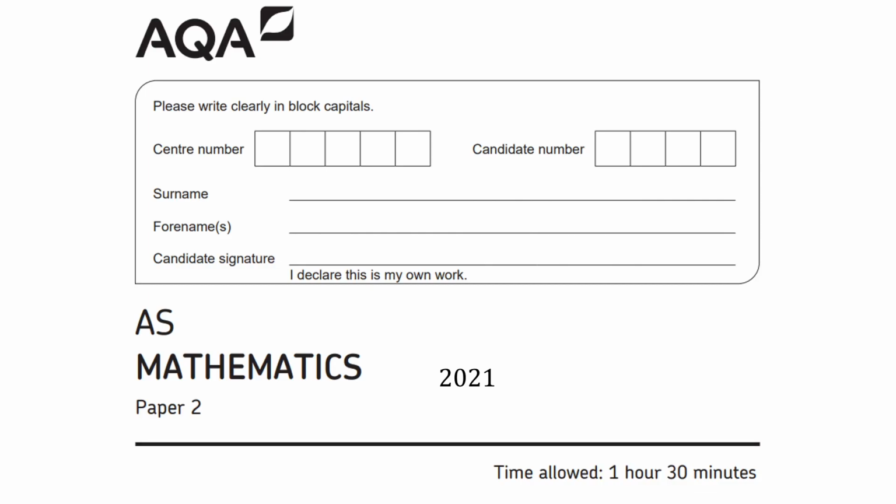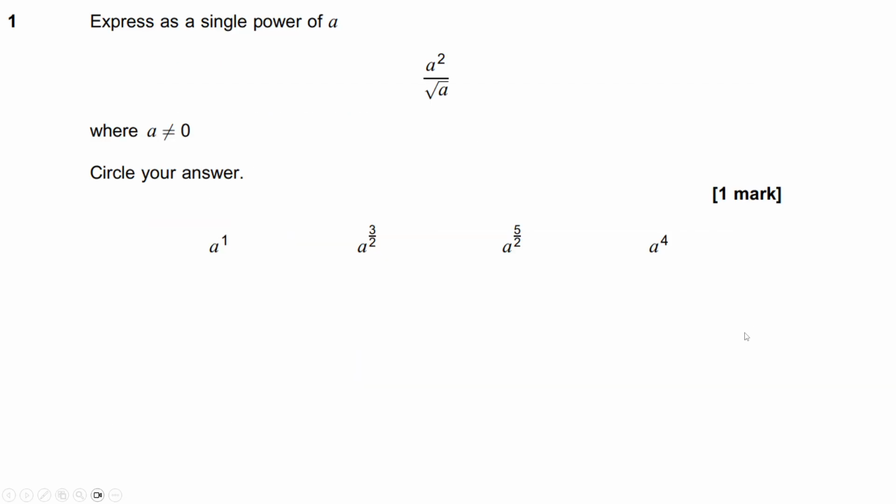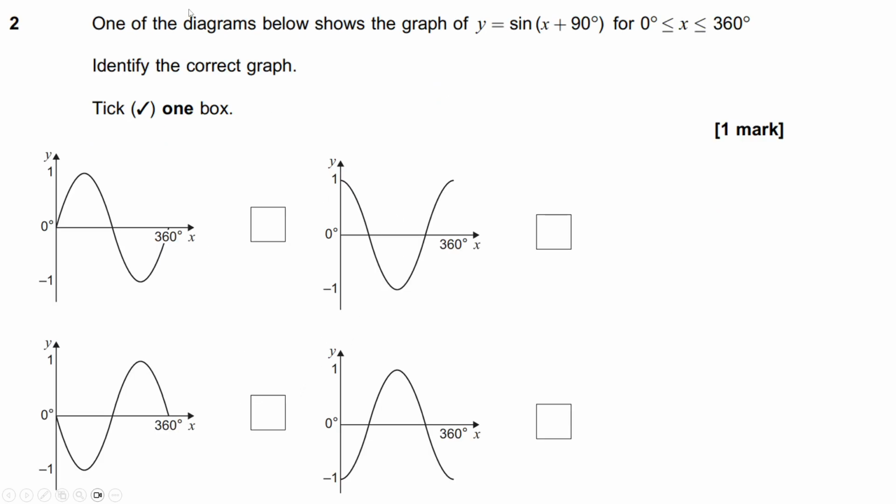This is 2021 AS Paper 2. It's pure and stats. Express this as a single power of a. So this is a squared, and then this is a to the power of a half. When you divide and you've got the same base, you just take away the powers. So this is 2 minus a half, which is just a to the 3 over 2, 1.5. So it's this one.